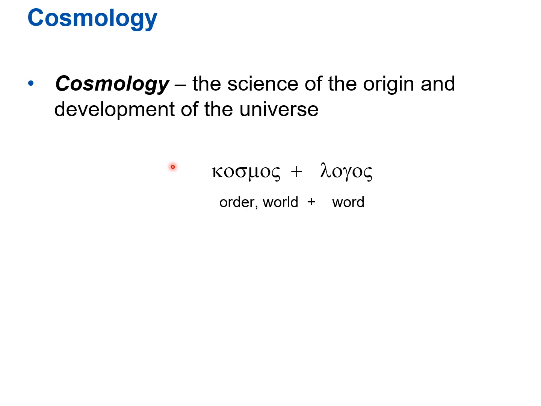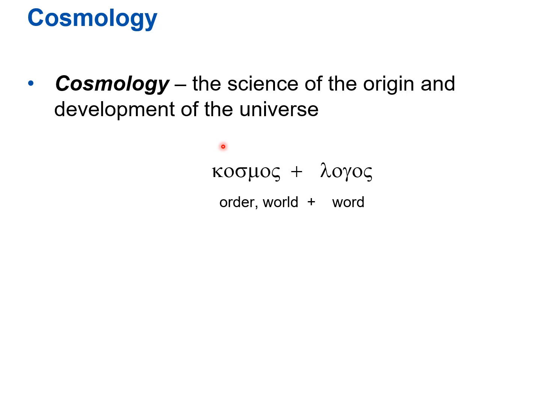Cosmology actually comes from two Greek words, kosmos and logos. And cosmos in the Greek can mean world or order. And logos means word. And often we add logy on the end to words like biology, zoology, otorhinolaryngology, to mean the study of. So this is the study of the order of the world, and actually not world meaning earth, but meaning the universe.